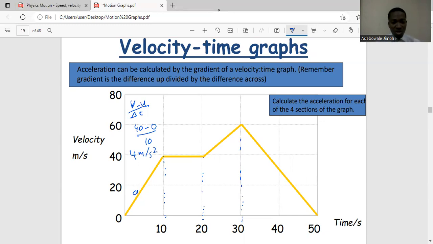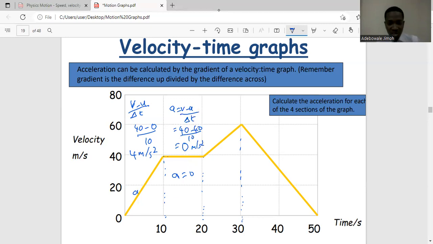What about this part of the motion? When you see that velocity is constant, then you know automatically your acceleration is equal to 0. Okay, it is here that your acceleration is 4 meters per second square. Here your acceleration is 0. And if you want to solve it, you say acceleration is v minus u divided by change in time. What's final velocity? 40. What's the initial velocity? It's still 40. Divided by, what's the time taken? 20 minus 10 is 10. 40 minus 40 will give you 0. 0 divided by 10 is still 0 meter per second square.